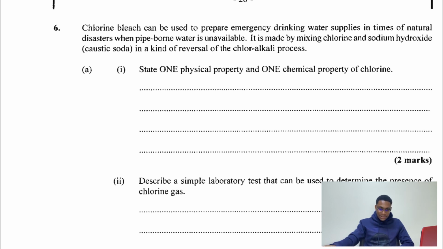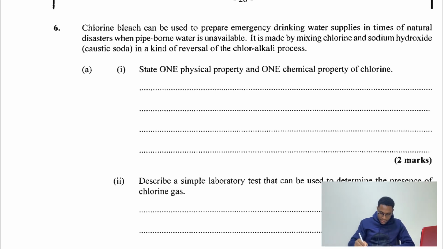So here we have question 6. Chlorine bleach can be used to prepare emergency drinking water supplies in times of natural disaster when pipe-borne water is unavailable. It is made by mixing chlorine and sodium hydroxide, caustic soda, in a kind of reversal of the chloralkali process. Now we want to state one physical property and one chemical property of chlorine.